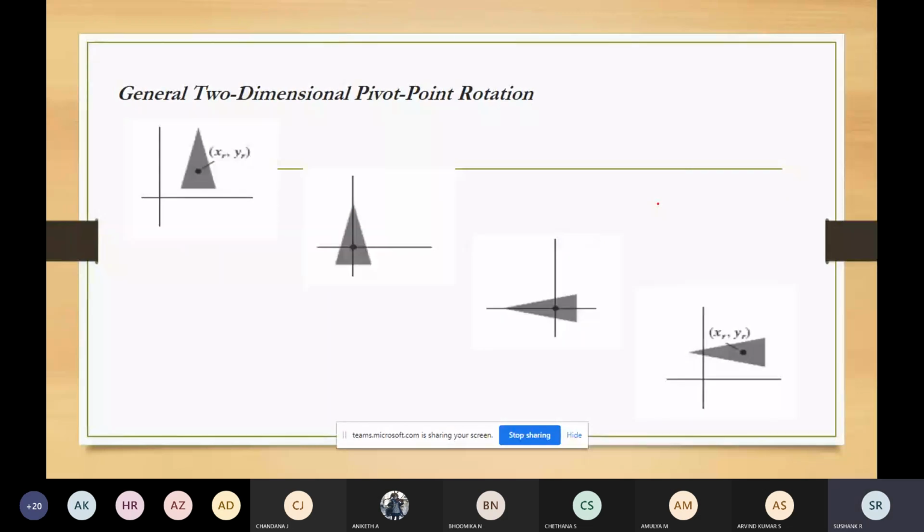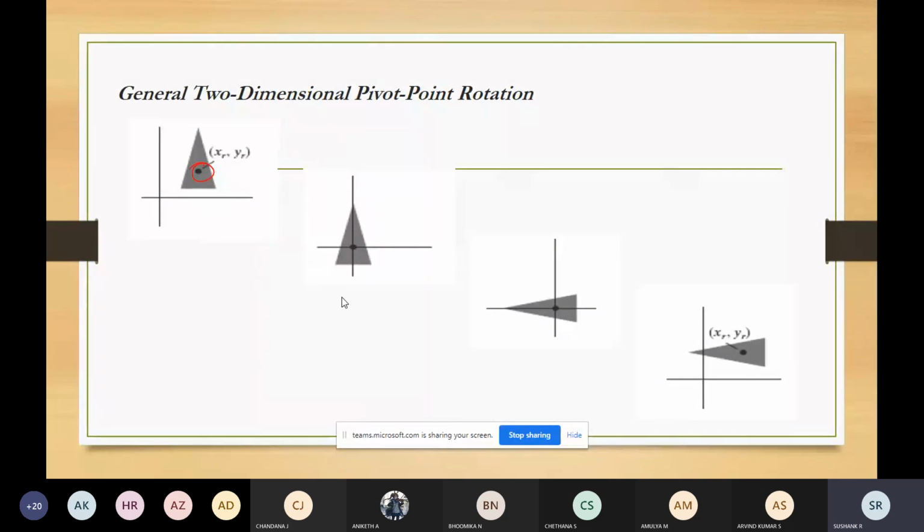Now, how you can do the rotation at a specific point. So you want to know, in this example, you want to rotate this triangle about this point called xr, yr. So for that, what operations do you have to do? You have studied the rotation with respect to the origin.